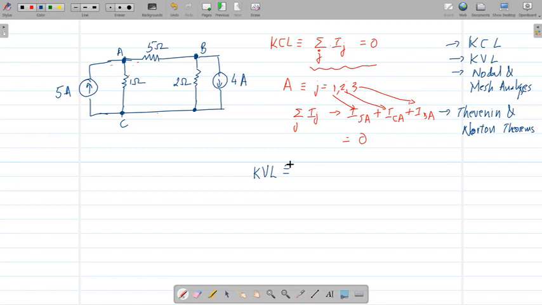KVL indicates that if I take any one loop or any mesh, this is easy. So if there is a current I flowing in the circuit, then what it means is 1 ohm into I plus 5 ohms into I plus 2 ohms times I. The sum of these is equal to 0. The sum of the voltage drops across a loop or a mesh is going to be 0. So a loop is any closed path.